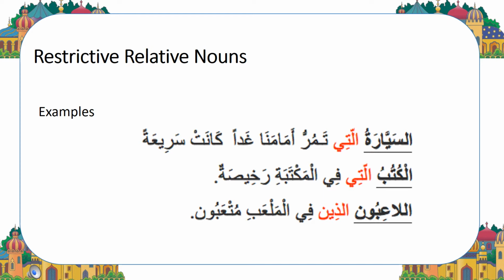Let's move on to the third example. اللاعبون الذين في الملعب متعبون. In this example, you see the antecedent اللاعبون is a plural rational noun. The restrictive relative noun, which is الذين, is plural. As you can see, between اللاعبون and الذين, there is a total agreement in number and gender.